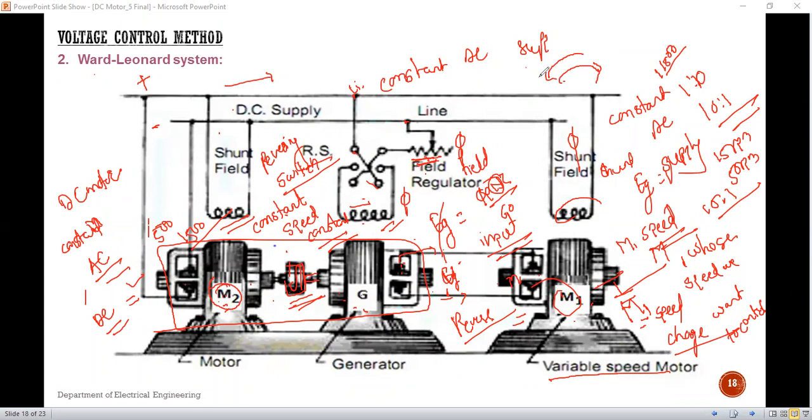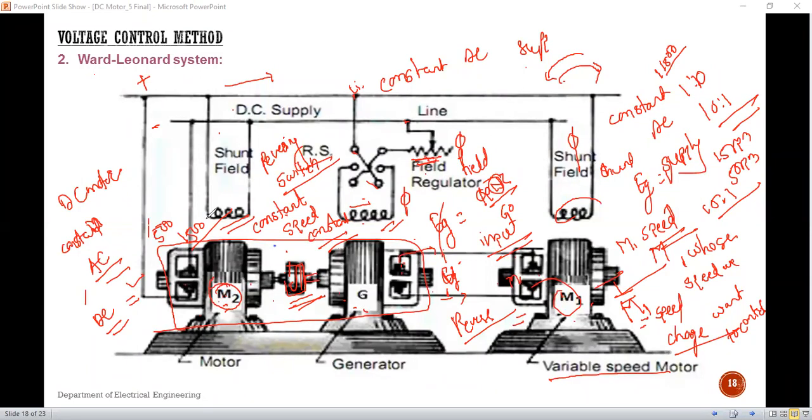Okay, so that means by using a Ward-Leonard system, we can control the speed of the motor above rated speed. We can control the speed of the motor in a wide range in one direction and a wide range in the other direction also. Sometimes it becomes 0, and then if we reverse its direction, it will run at maximum speed in the other direction.